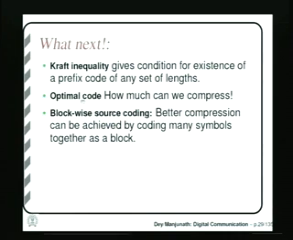We will discuss optimal code, we will see what is optimal code and what is the expected length of optimal code. So, this will also answer some questions about how much compression can be done for a random variable. And then we will discuss block-wise source coding. Here we will see that better compression can be achieved by coding many symbols together as a block. Instead of coding every symbol independently, we can combine many symbols together and do coding. So, that will give us better results.